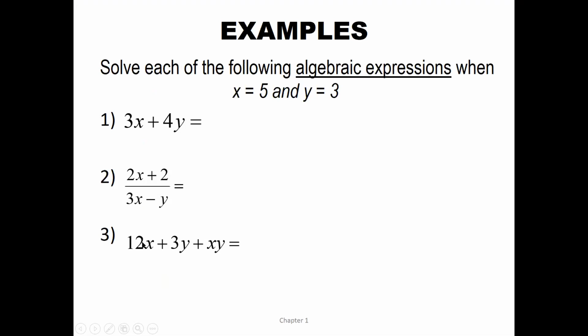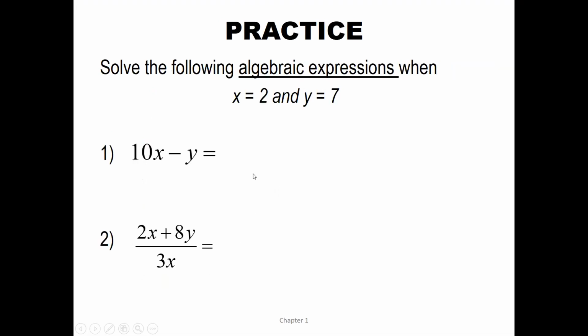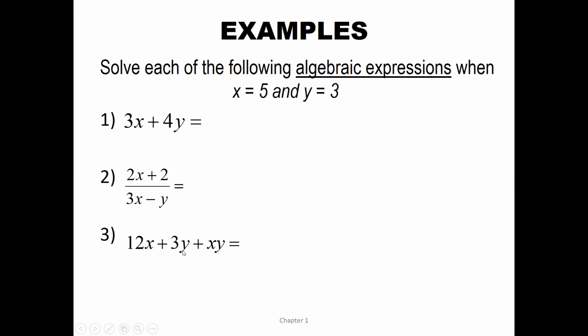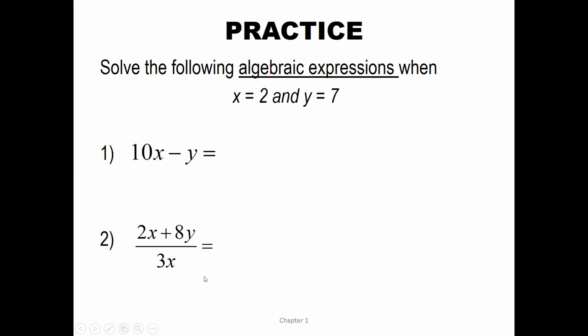So we do the 12 times x, 60. 3 times y, 9. And x times y. Remember, when they're just adjacent, there's an implied multiplication. Okay, so 5 times 3 is 15. So we now have 60. 60 plus 9, 69 plus 15 is 84.